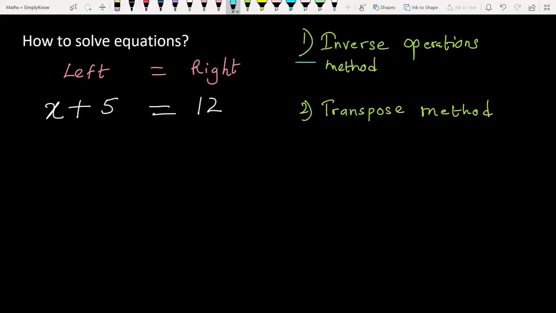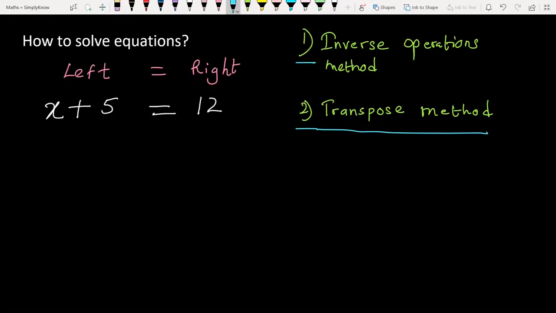There are two methods to solve equations: inverse operations method and transpose method. In this video, I'm going to take transpose method to solve equations. Anyhow, transpose method is very much similar to inverse operations method, but it has less steps. Now, how do we find the value of x using transpose method?